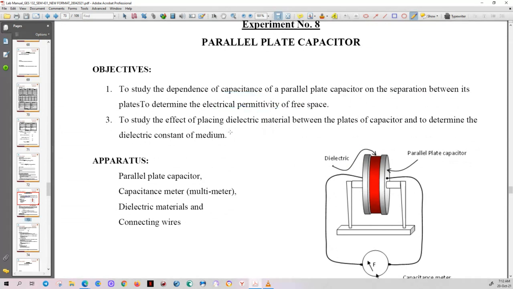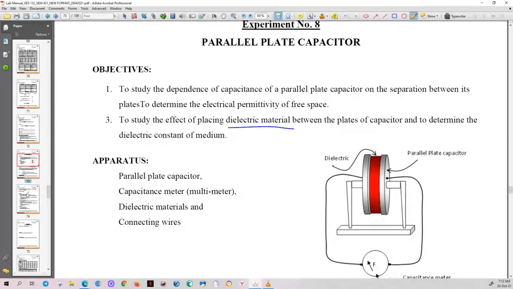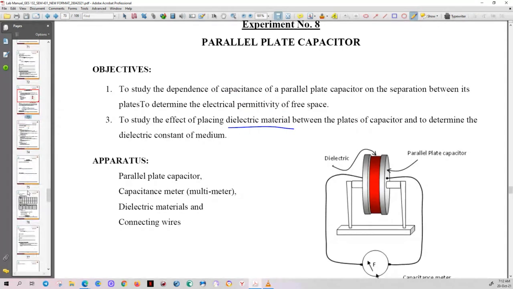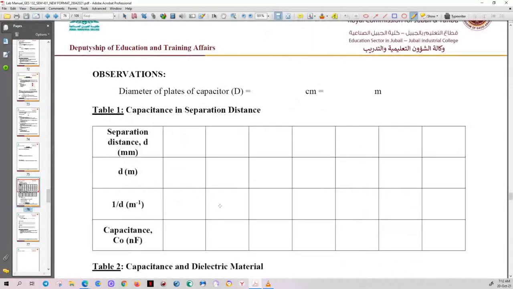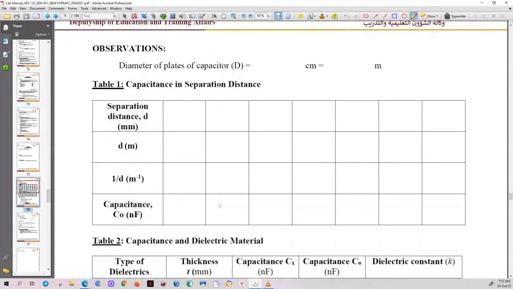Later, if we have the chance, we will study the different effects of the dielectric material and determine the dielectric constant. It's actually a very simple experiment. So let's move forward to how we will find the permittivity of free space by using the separation distance and capacitance. Here's the table that you are going to make.